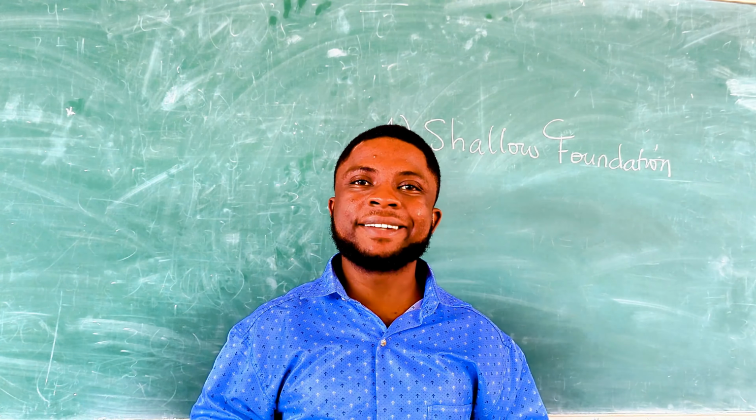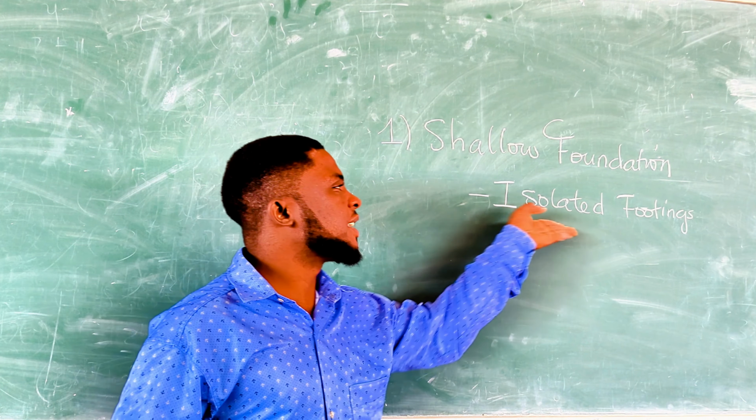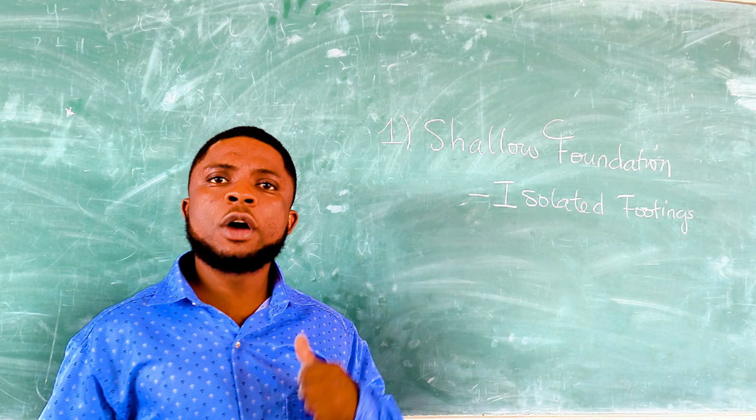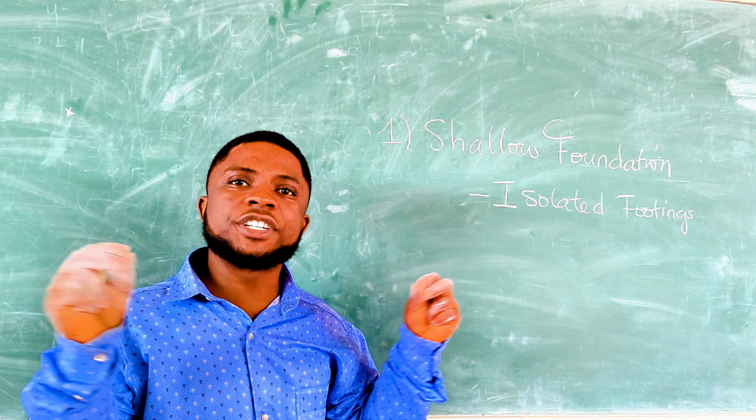So there are basically three types of shallow foundations. We have the first type of shallow foundation, which is the isolated footings. These footings are used when, 1. The bearing capacity of the soil is good, 2. When the columns are separate, and 3. When the loads are moderate in a structure.